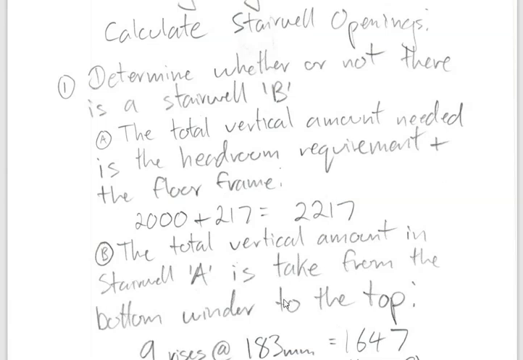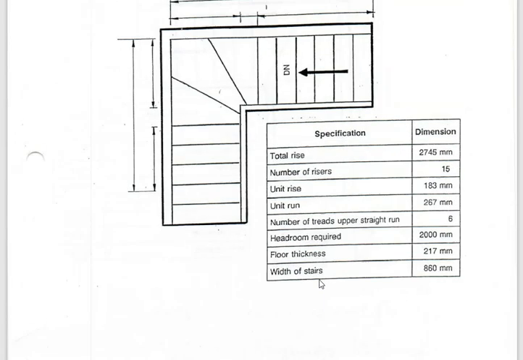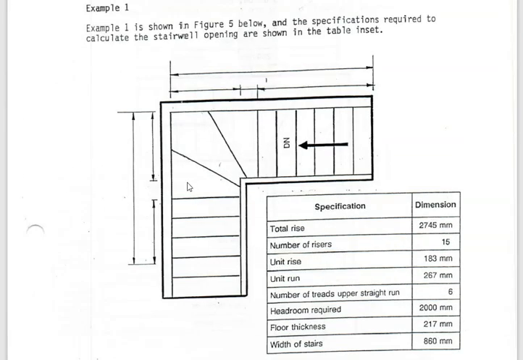Okay, the next move is to take the total vertical amount in stairwell A, as it says here, taken from the bottom winder to the top. So it's as if you were standing on the bottom winder. If we look at the picture, you have your feet on this winder. Everything below you is a part of the straight stairs going down. And you turn around and everything above you, which would be the two rises in the set of winders plus all the rises above the winders, is the vertical amount in stairwell A.